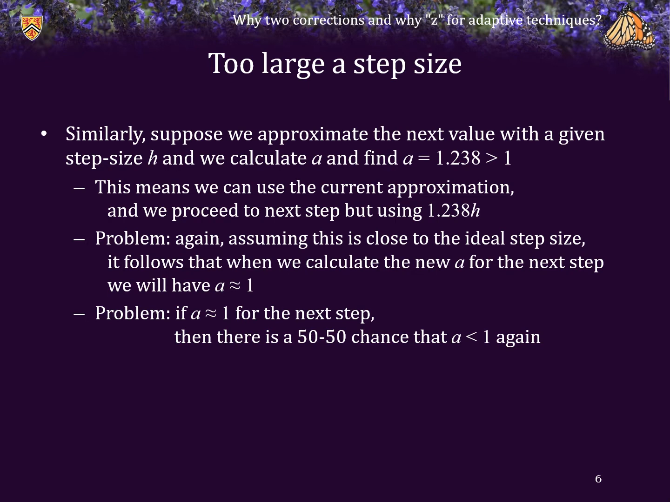Problem. As before, if a is close to 1, then for the next step, there's essentially a 50-50 chance that a will, for that next step, once again be calculated as being less than 1. Thus, even if a is greater than 1 for the current step, 50% of the time, for the next step, we will once again have to recalculate it. So this is going to give us a lot of extra work.